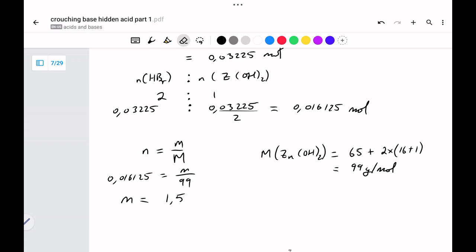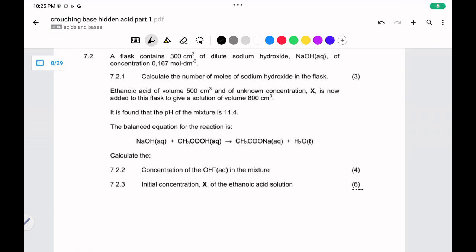Actually, to 2 decimal places, this is 1.60 grams. Okay, done. Next problem.